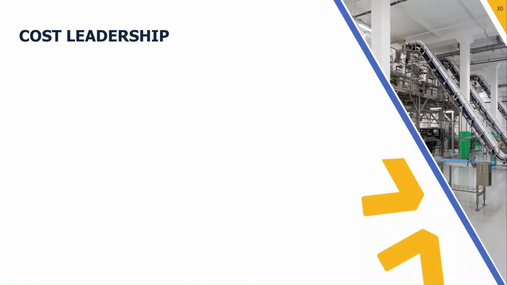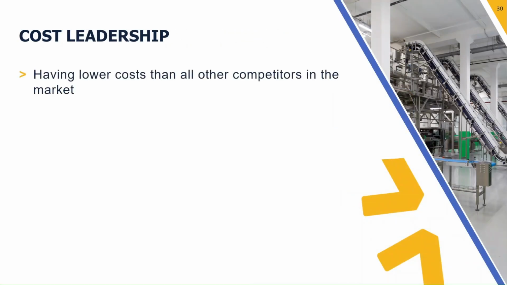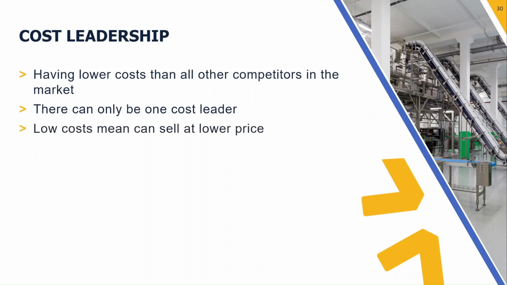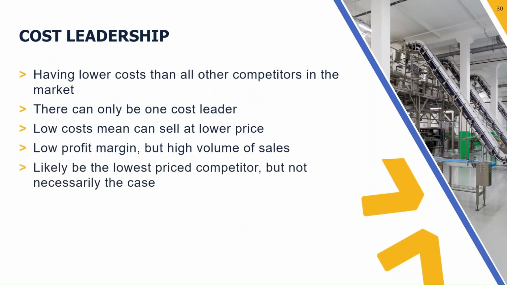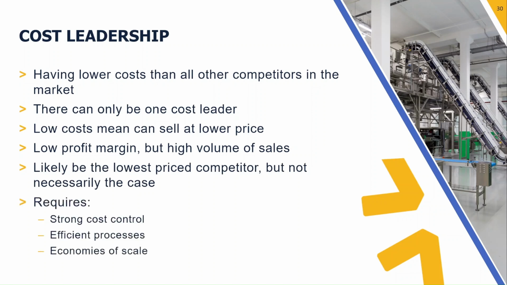So those are the ways we can compete. Cost leadership, so having lower cost than all the other competitors in the market. There can only be one cost leader, I guess, if we're using the word leader. Low cost means can sell at lower price, low profit margin, but a high volume of sales. So that's one of the strategies, to stack them high, sell them cheap. It works only when you've got a large amount of volume going through. Likely to be the lowest price competitor, but not necessarily the case. Requires strong cost control, efficient processes, economies of scale, innovation and planning to retain cost leadership status.